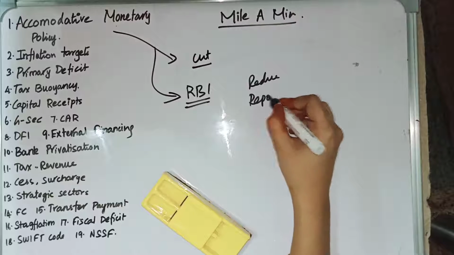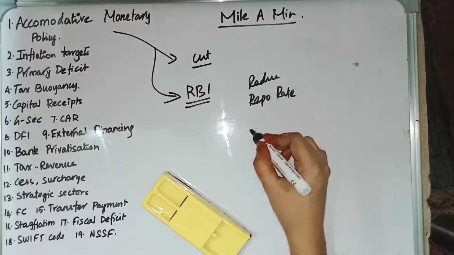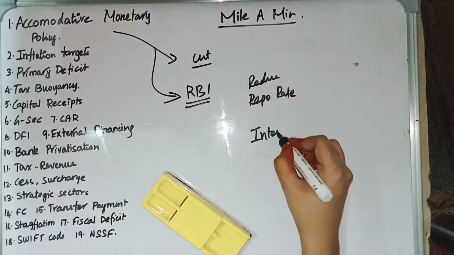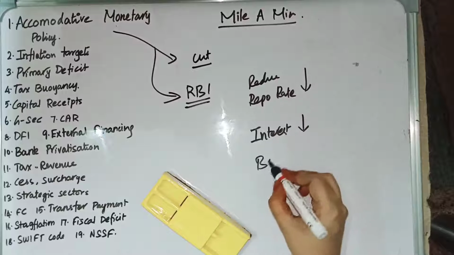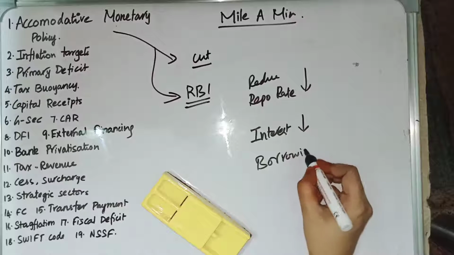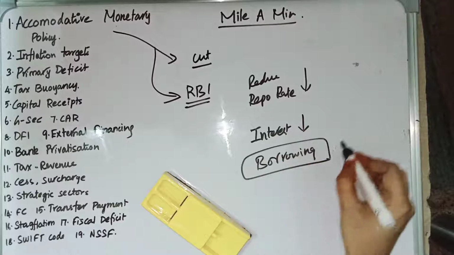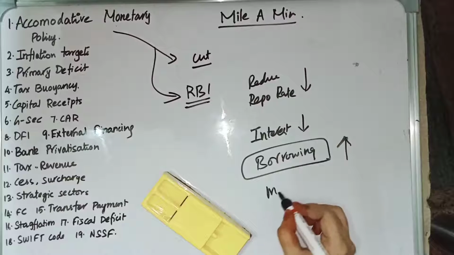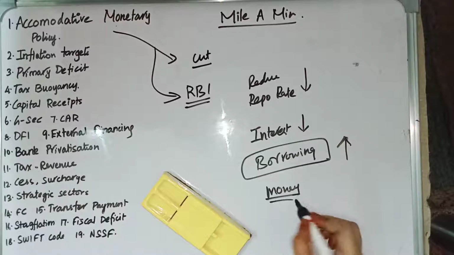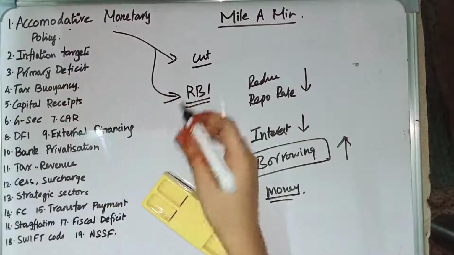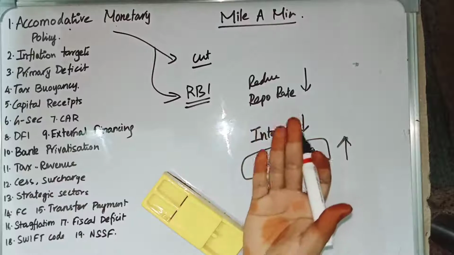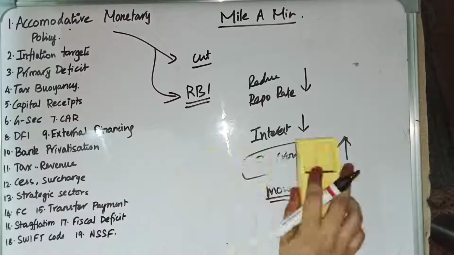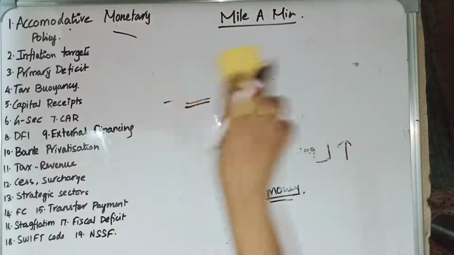If the RBI has reduced their repo rate, then the banks will also reduce their interest rate. If the banks have reduced their interest rate, then people will be more interested in borrowing, and the amount of borrowing will increase. If borrowing has increased, then money will be introduced into the market. So this is accommodative monetary policy: the central government cuts the interest rates to inject money into the market.